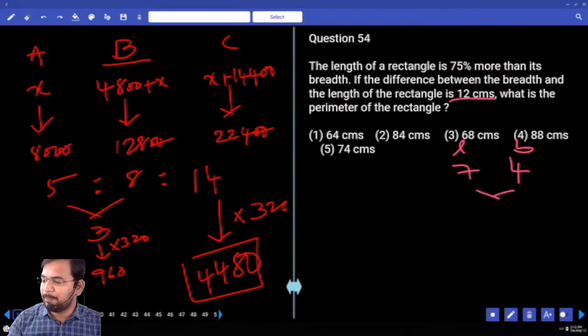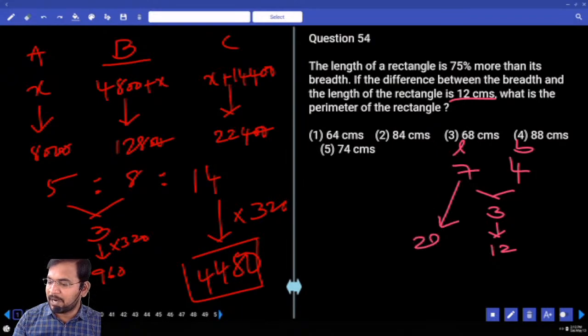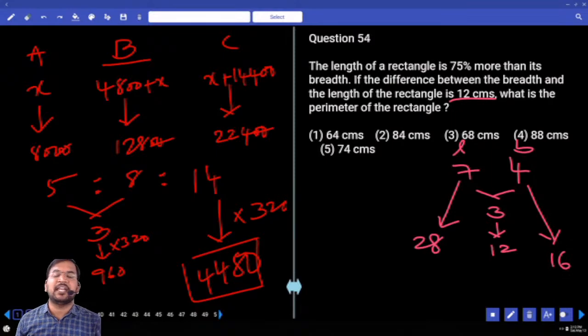The difference between length and breadth is 12 centimeters. So how many parts difference? 3 parts is nothing but 12 centimeters, so each part is 4. 7 parts is 28, 4 parts is 16. 16 plus 28 is 44, that is L plus B. Perimeter is nothing but 2 times of L plus B. 44 plus 44, your answer is 88.